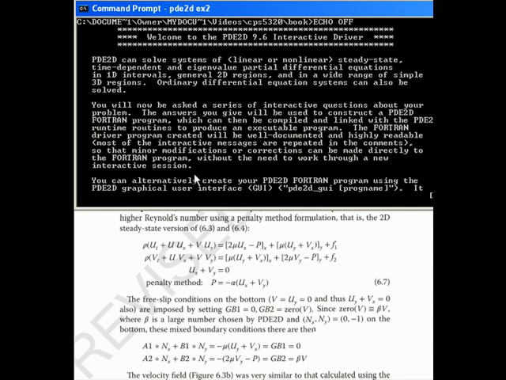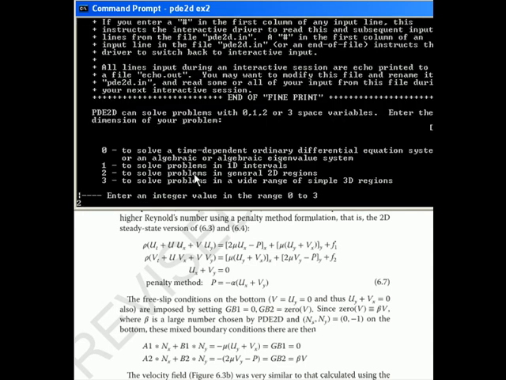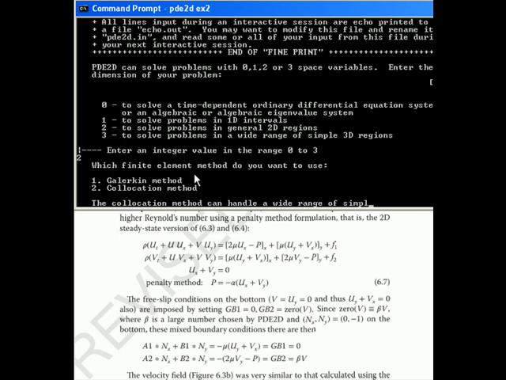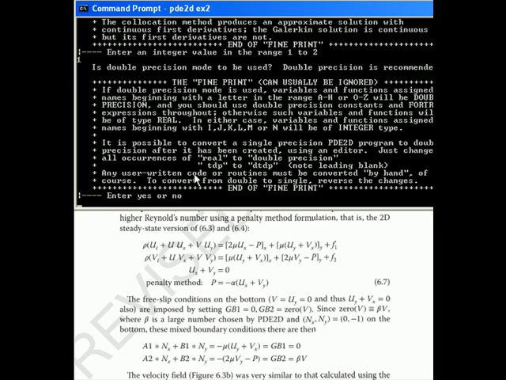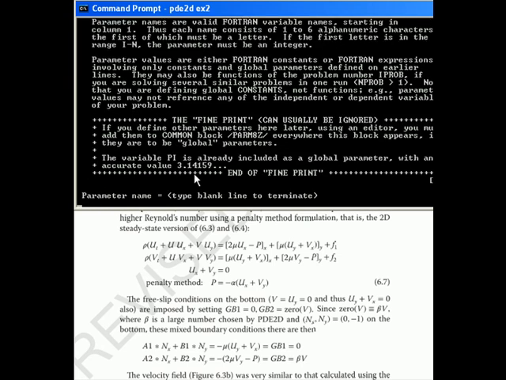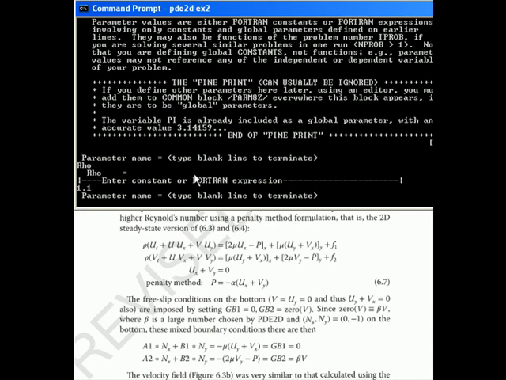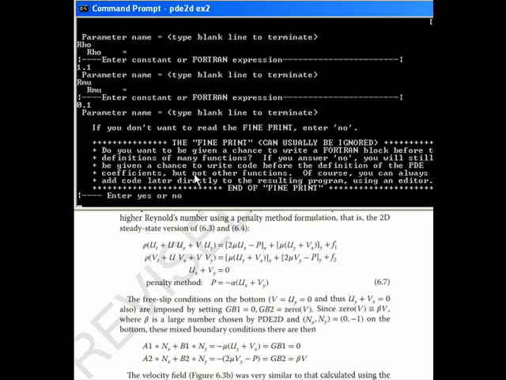Okay, here we go. We don't want to work through a prepared example. Well, it's a two-dimensional problem. Have to use the Galerkin method because of the region. Double precision, yes. Parameters, there's the density, which the problem says 1.1. There's the viscosity, which I'll call RMU for mu, 0.1. I think that's all.